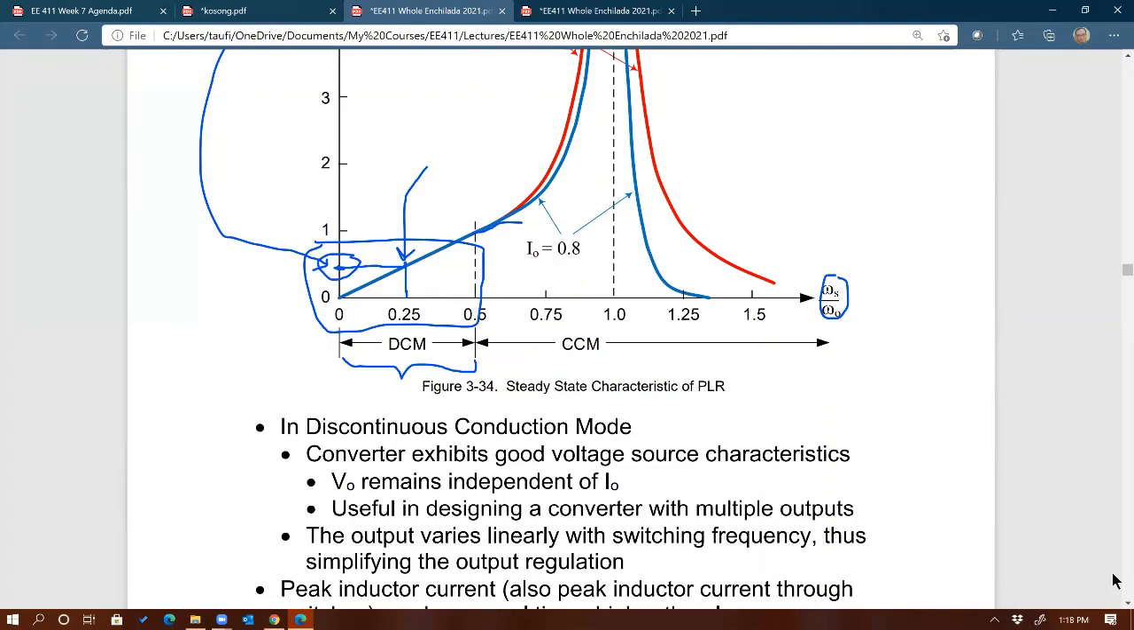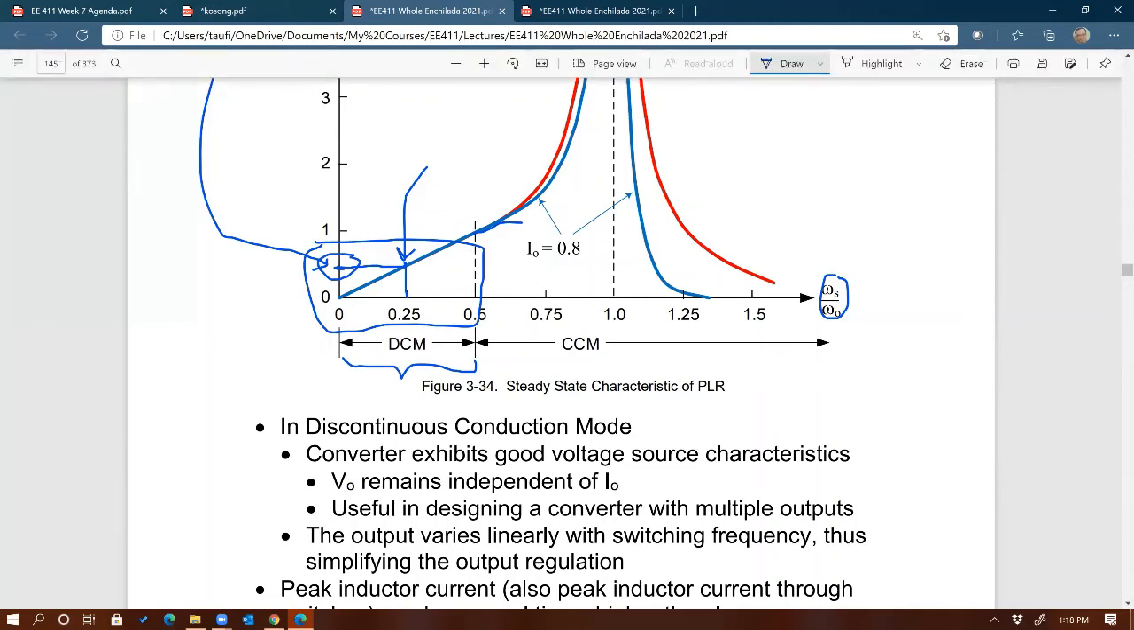Okay. So basically what I'm saying is that if you are operating in DCM, then the filtering requirement is going to be heavier than CCM1 and CCM2. That's the trade-off of operating in DCM. Any other questions?